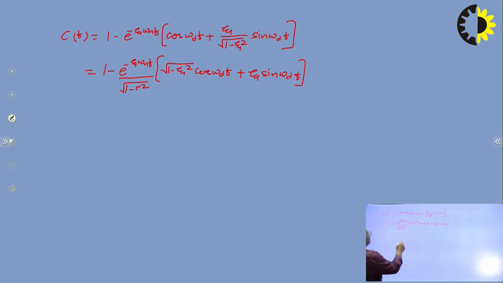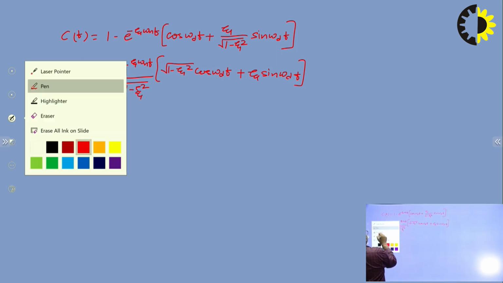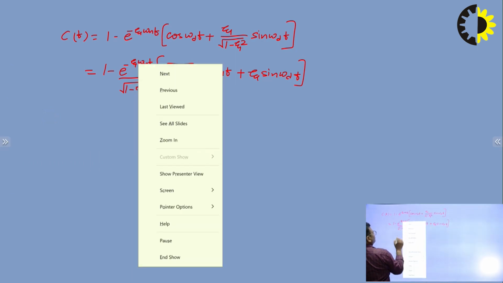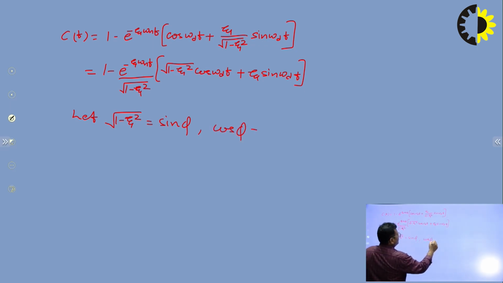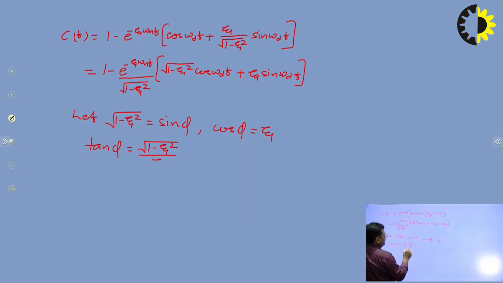and we can take out under root 1 minus zeta square. Okay. Now, let under root 1 minus zeta square be equal to sin phi. If I consider this, then cos phi should be equal to zeta, and tan phi should be equal to under root 1 minus zeta square divided by zeta, right?